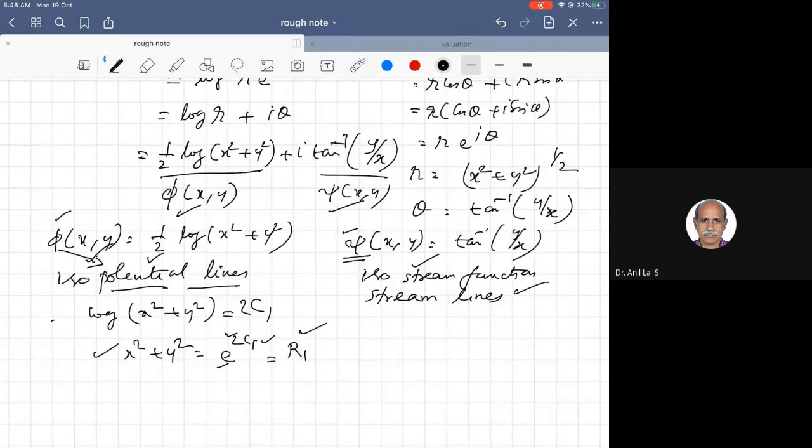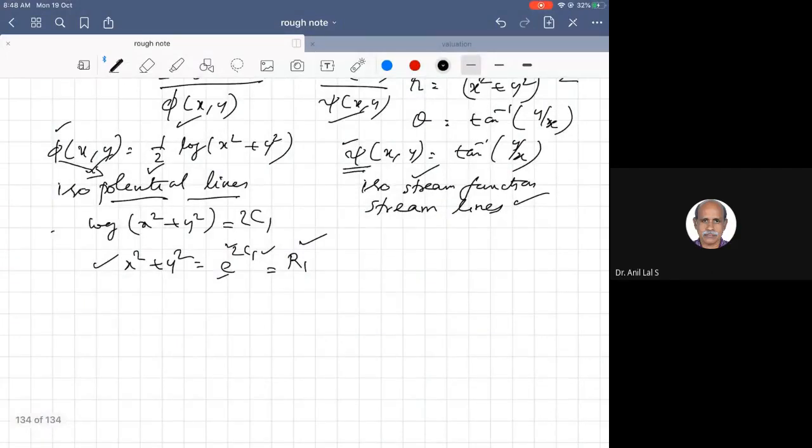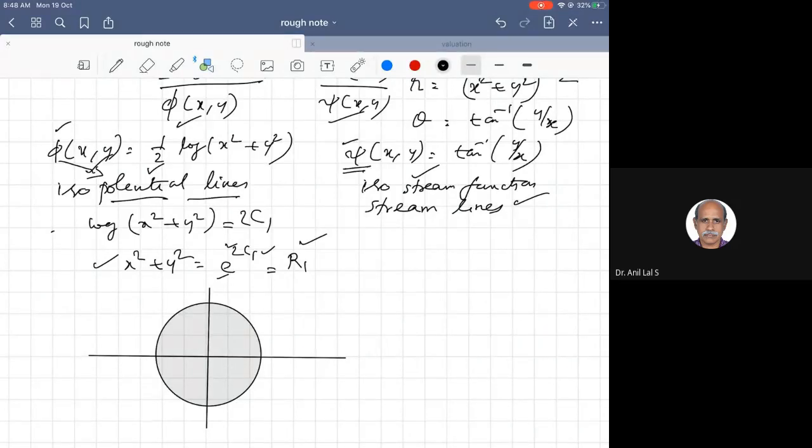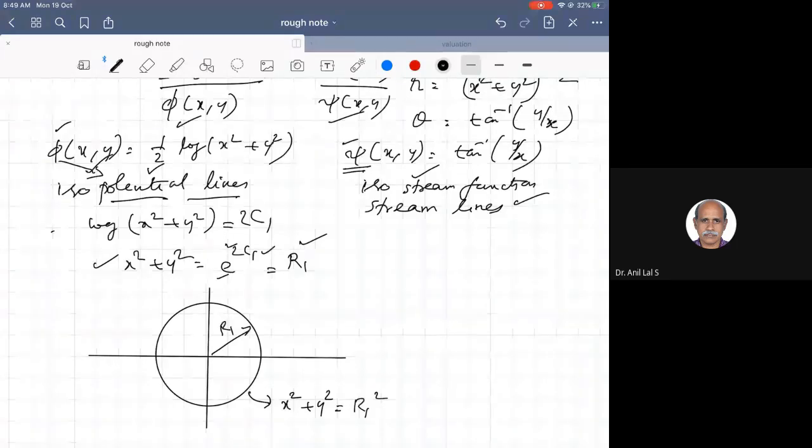What is this curve? x squared plus y squared is equal to r1 squared. It's a circle. So this is an isopotential line with radius r1. If you draw another one at some r2, it will be another circle, x squared plus y squared is equal to r2 squared.